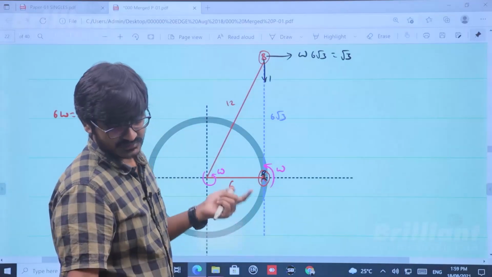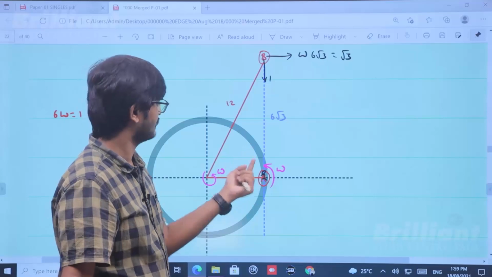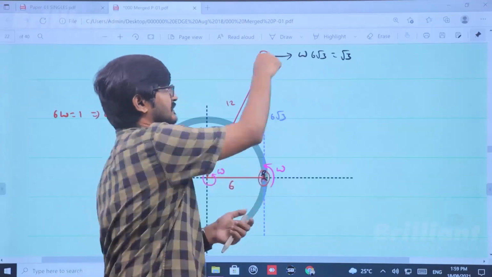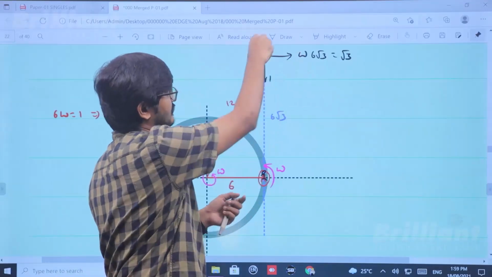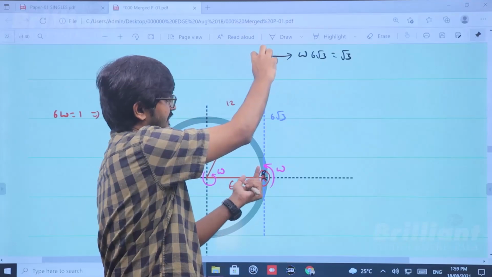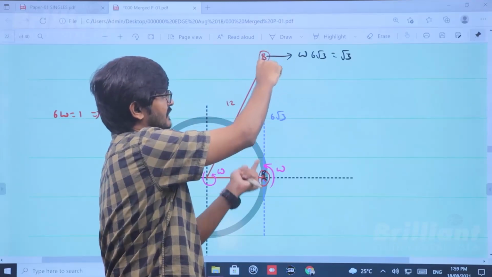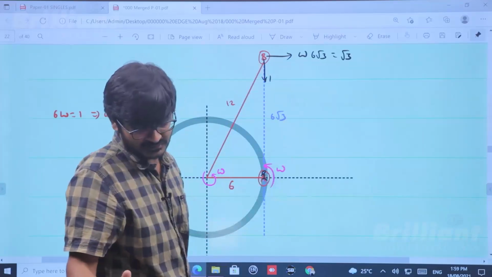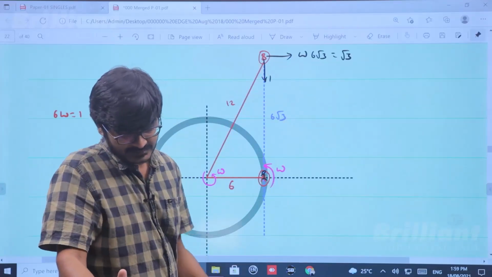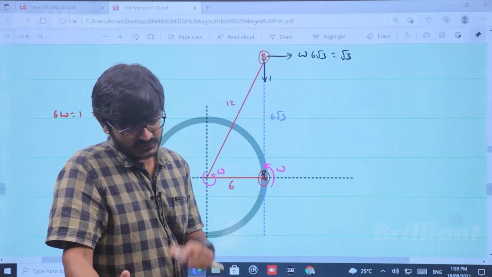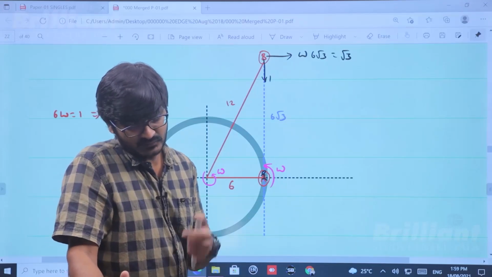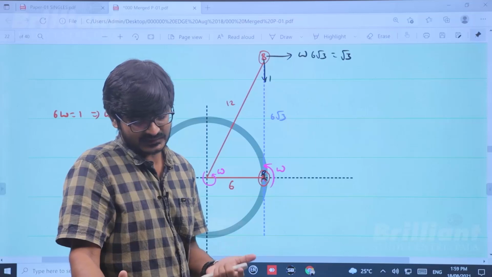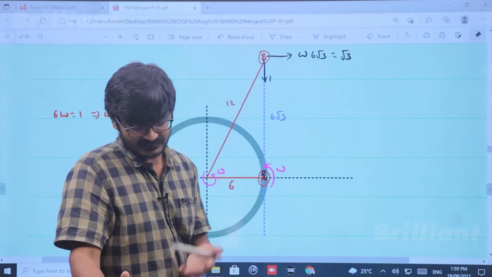Virat observes Anushka moving directly towards him. Forget about the remaining stuff. So Virat is seeing that Anushka is moving with speed 1. This length is reducing at a rate 1. That's what Virat is observing. Right. But at the same moment, Anushka observes Virat to be moving with a speed root n. That's what they are saying. And you have to find other stuff also.